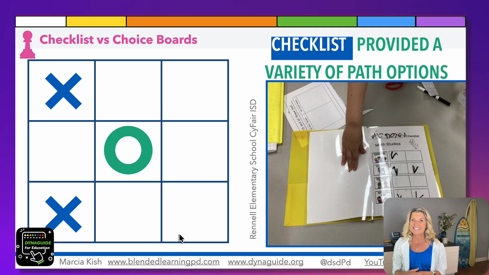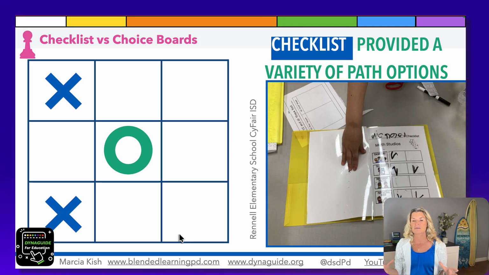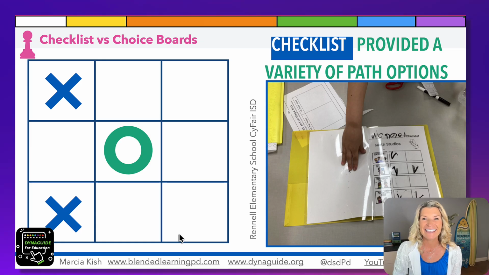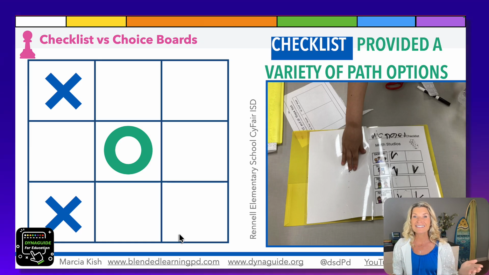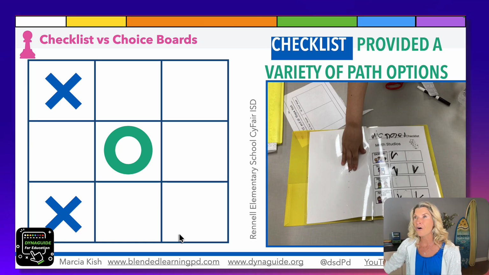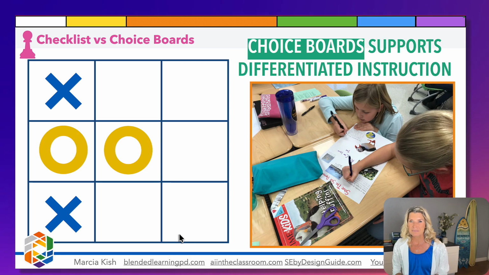A checklist has a variety of ways for the students to complete those activities. You could do this first or you could do this first. And I love this, it's a kindergarten checklist. So we use checklists all the way down to kindergarten, all the way up to college level. Crazy, right?